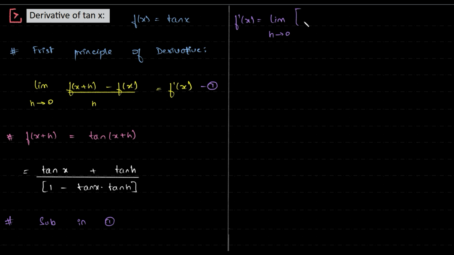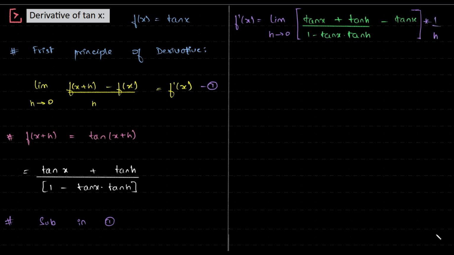and then we have tan of x plus tan of h, this entire expression divided by 1 minus tan of x into tan of h, and we have minus tan of x. That's your f of x. Agree? There's something else missing, divided by h. So I'm going to write it as into 1 by h.